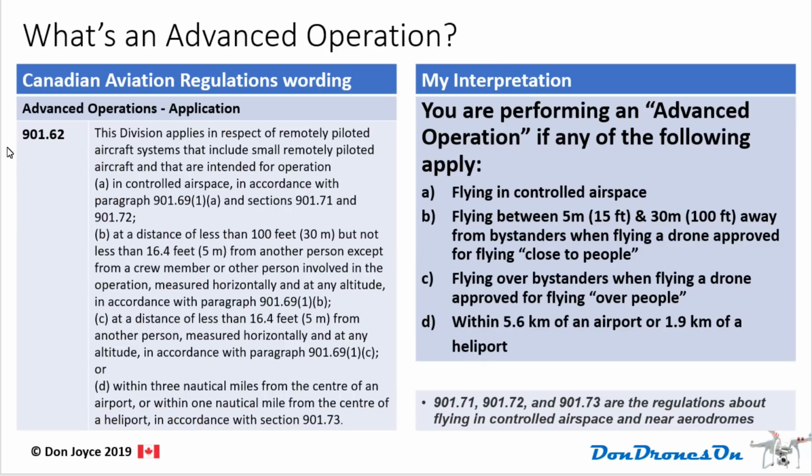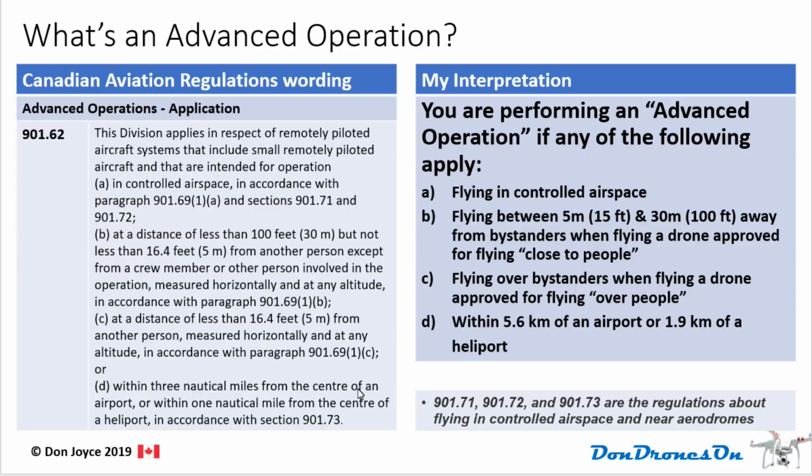And this is defined in Rule 901.62, Advanced Operations Application. And it basically says, pretty much what I said on the table there: you're performing an advanced operation if any of the following apply. You're flying in controlled airspace, you're flying between 5 meters and 30 meters away from bystanders when flying a drone approved for flying close to people, or you could be flying over bystanders when flying a drone approved for flying over people, or you could fly within 5.6 kilometers of an airport or 1.9 kilometers of a heliport. Any of these things, if you're doing them, you are performing an advanced operation.